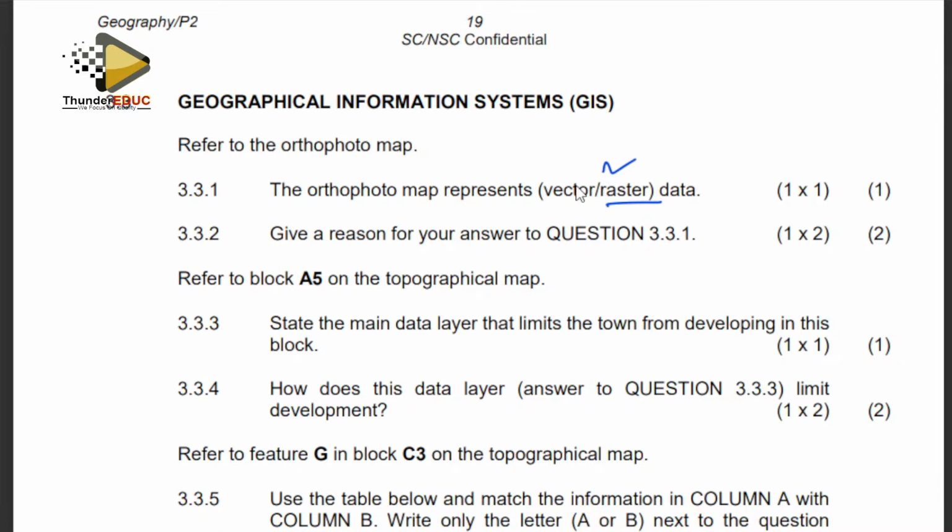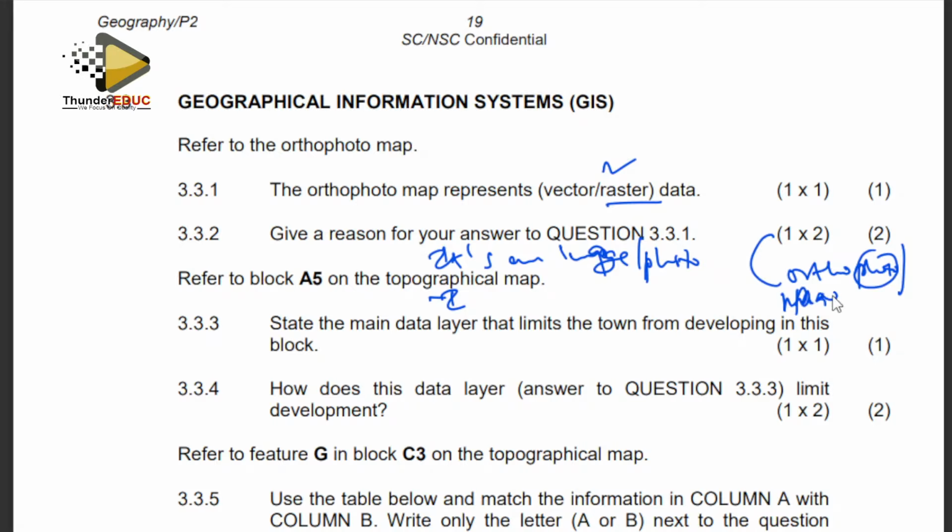Then we continue. Give a reason for your answer: because it is an image. It is an image or photo. Where is it coming from? From that word orthophoto, meaning that it's a photo. A photo is in the form of pixels, and when you talk about pixels, you are referring to raster data. Okay, it's an orthophoto map. Or you can say it is made up of pixels. So that is evidence enough.